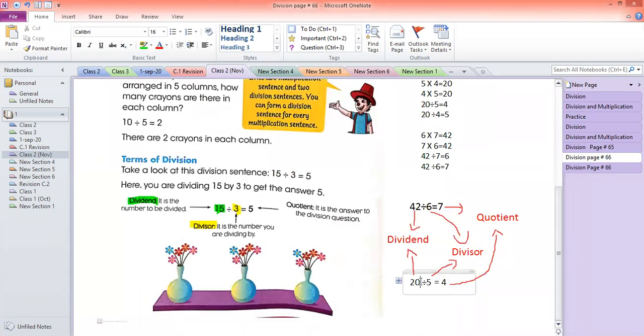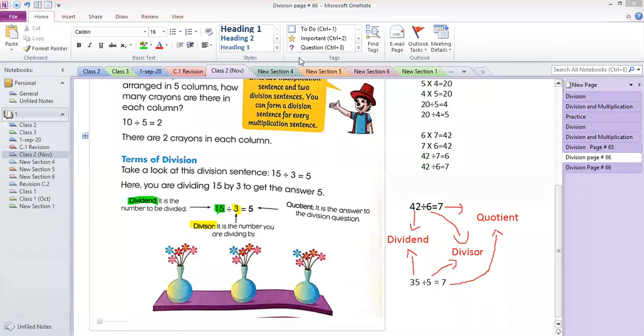If I ask you one more number, 35 divided by 5 equals 7. In this division sentence, which number is the dividend? Very good.